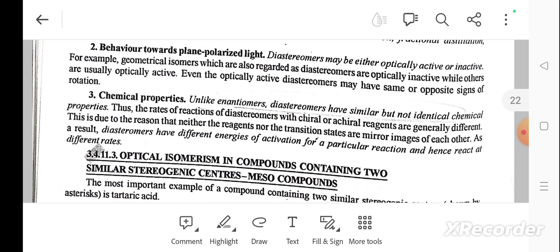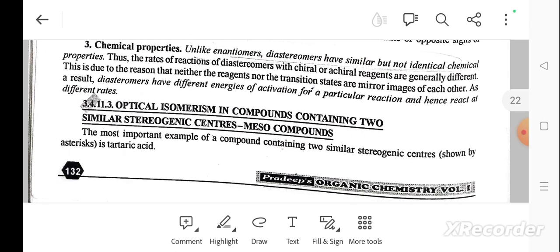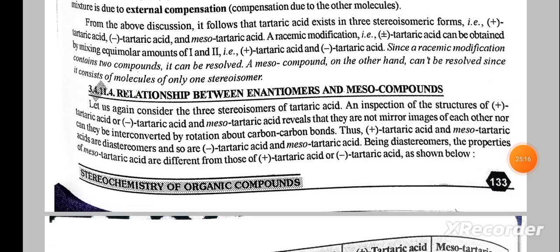As a result, these stereoisomers have different energies of activation for a particular reaction and hence react at different rates. Optical active isomerism. Relationship between enantiomer and meso compound.